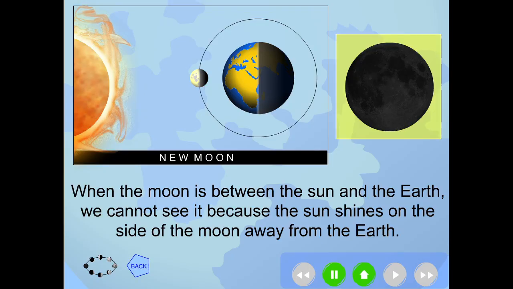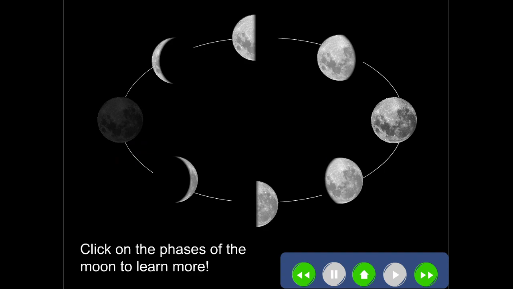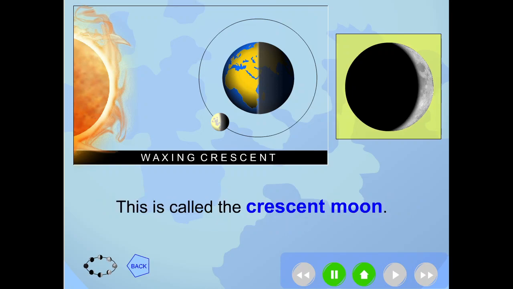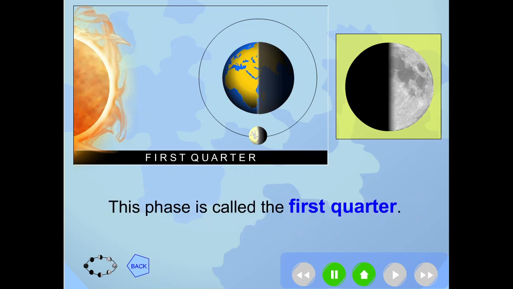When the moon is between the sun and the earth, we cannot see it because the sun shines on the side of the moon away from the earth. This phase is called the new moon. After 2 days, we see a small edge of the moon lighted. This is called the crescent moon. After about a week, half of the lighted side of the moon is facing the earth. This phase is called the first quarter.